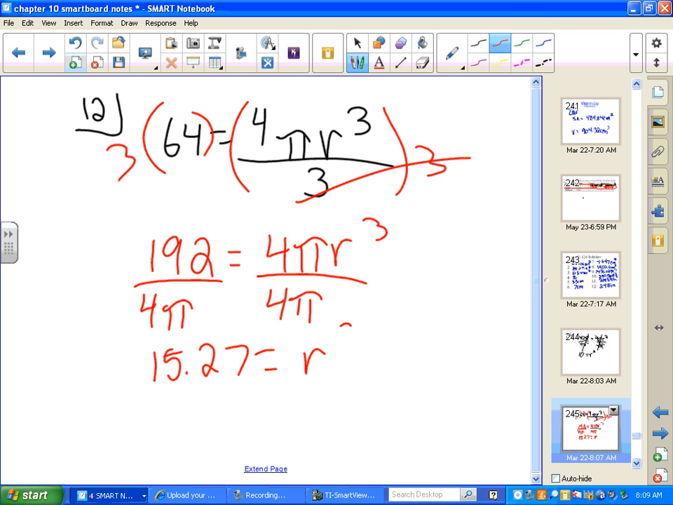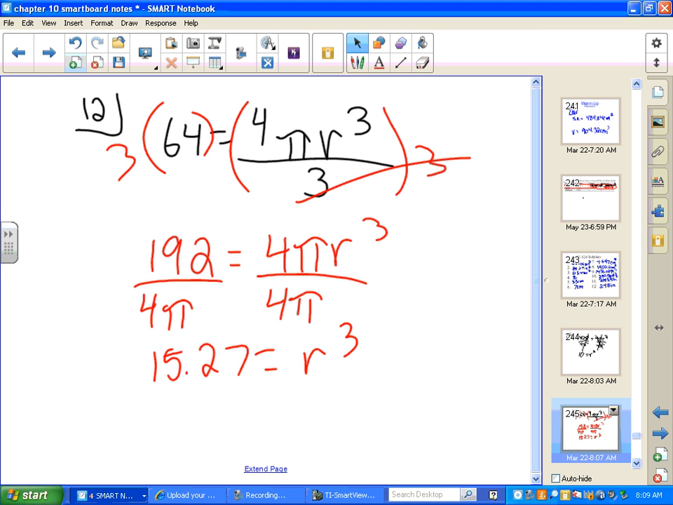15.27 equals r cubed. Then you cube root both sides or make it to the 1/3 power. That's the problem. Remember, I'm telling you guys, you think these calculators can do everything, but they can't. That's why parentheses are extremely important.